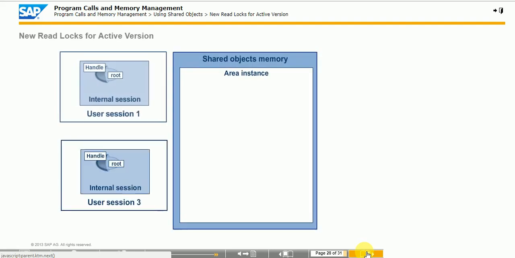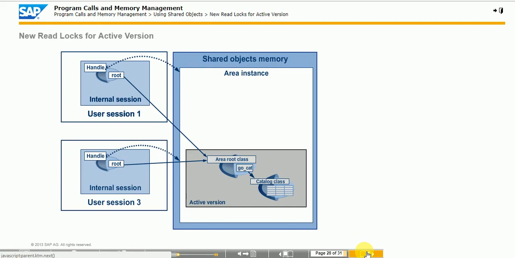New read logs are always set for the active version. There can only be one active version for each area instance. Depending on the maximum number of versions, several outdated versions for which read logs are still set can exist in parallel to the new version.